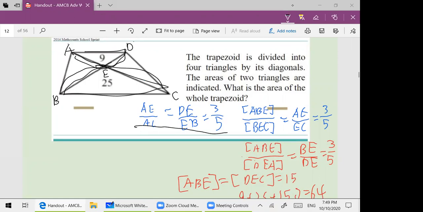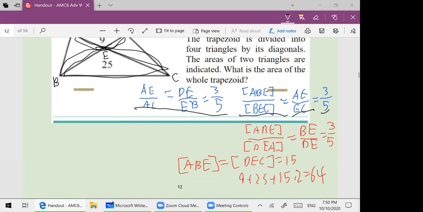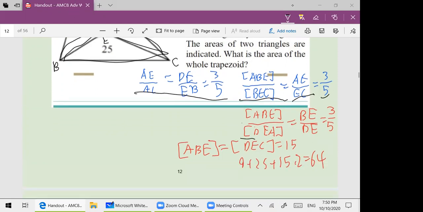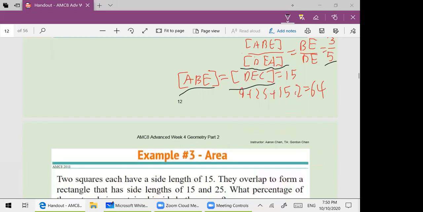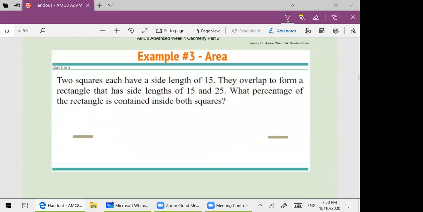And then you have that ABE over BC equals AE over EC, which we already know to be 3/5. And you can do the same thing for ABE over DEA, so that also equals 3/5. And now this can calculate out the area of ABE and DEC. And so you get that the area is 9 plus 25 plus 15 times 2, which is 64. And here's another example.